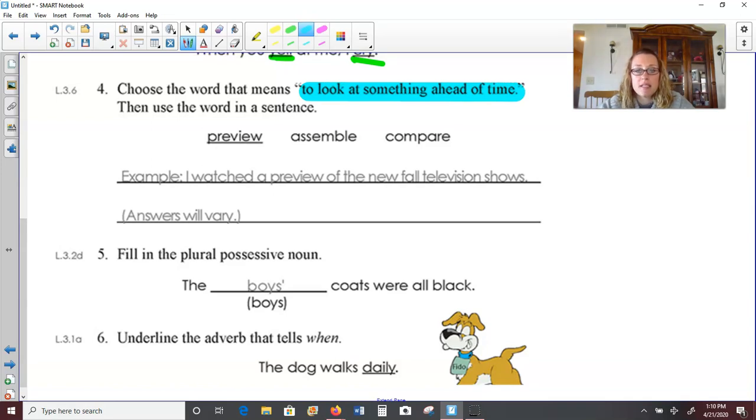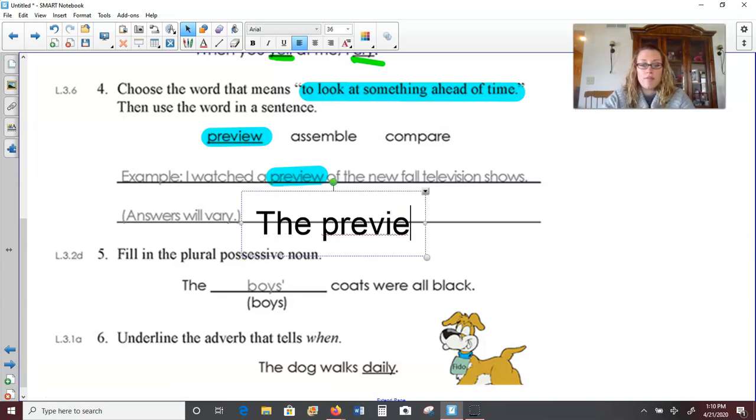Okay, number 4, choose the word that means to look at something ahead of time and use it in a sentence. Preview, assemble, or compare. Well, ahead of time, that means like before, and I know pre means before, so preview. And their sentence is, I watched a preview of the new fall television shows. So a preview, I always think of movies because they often have previews at the beginning of them.